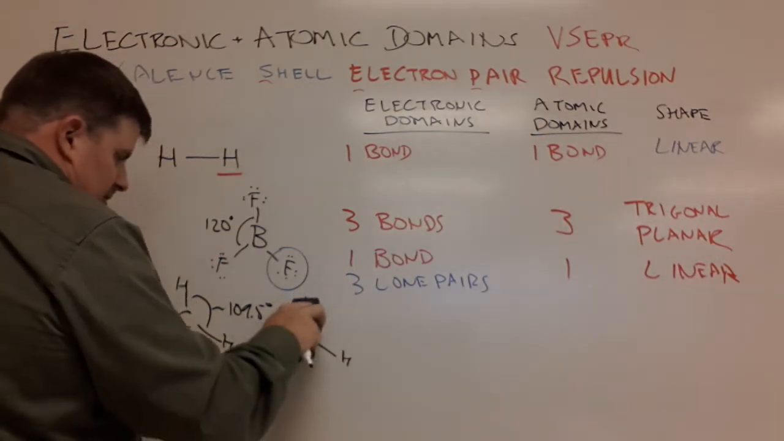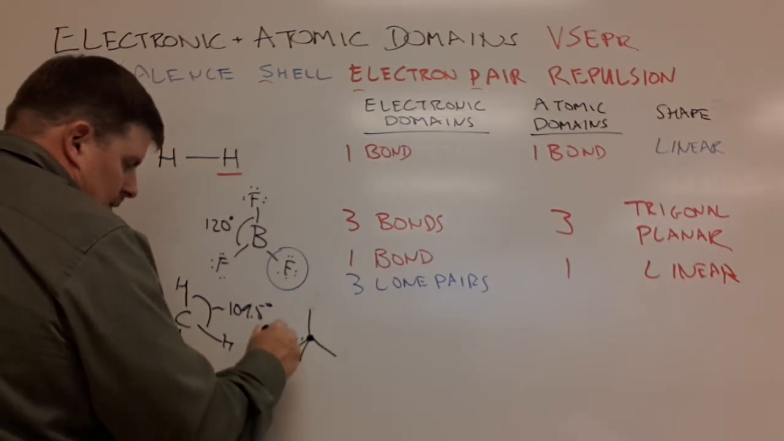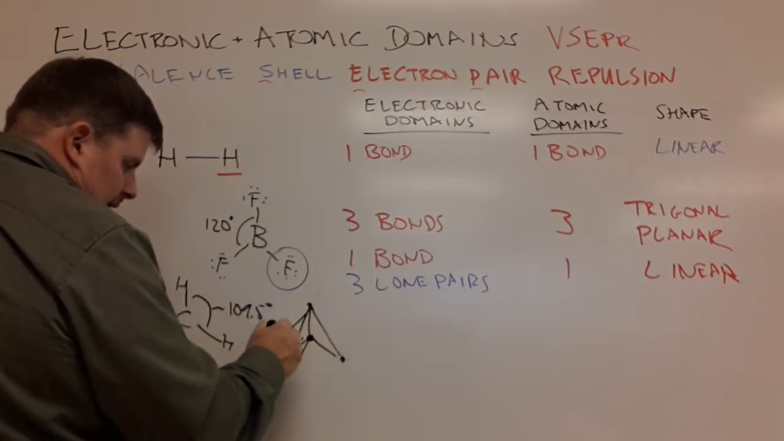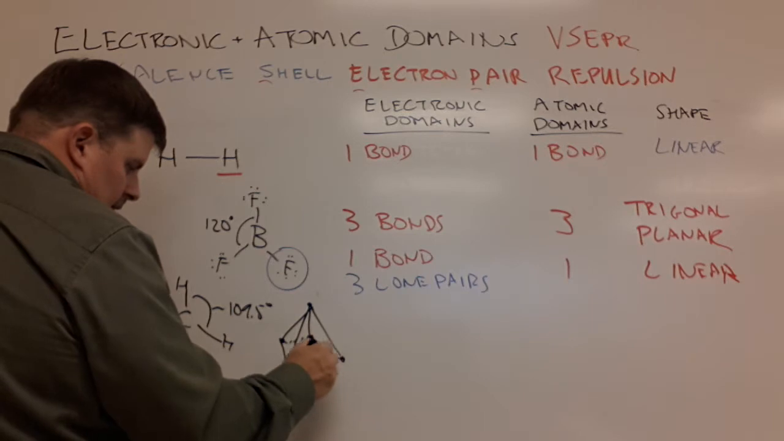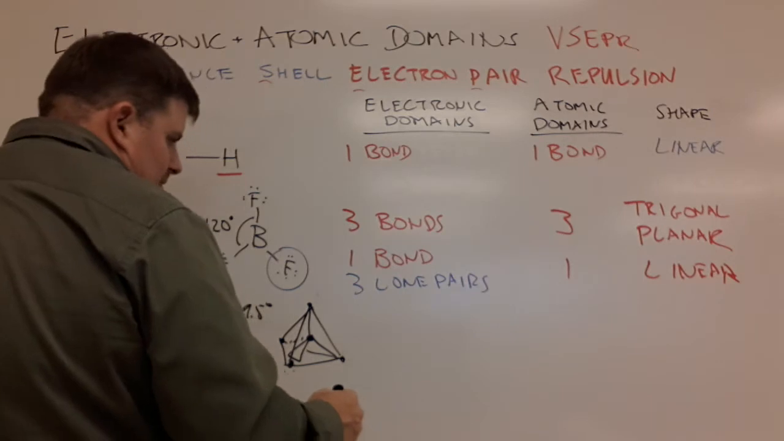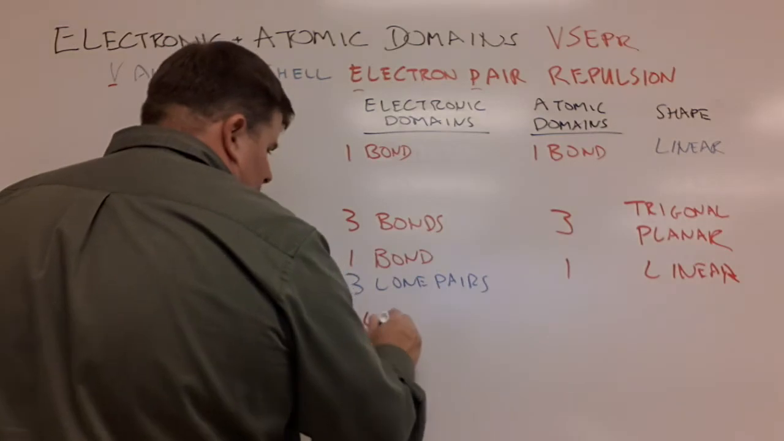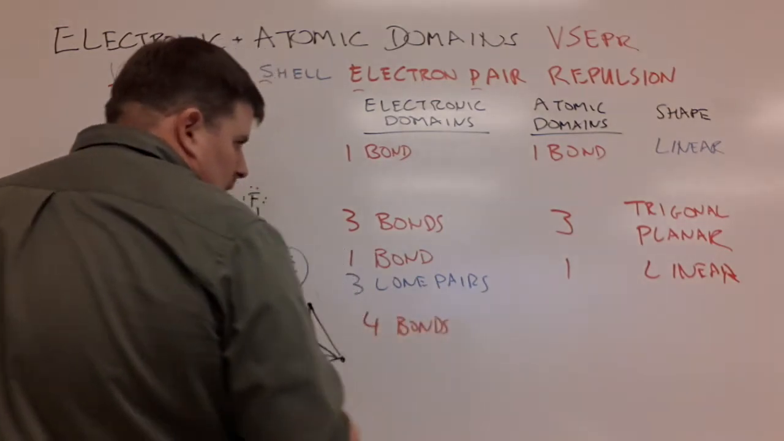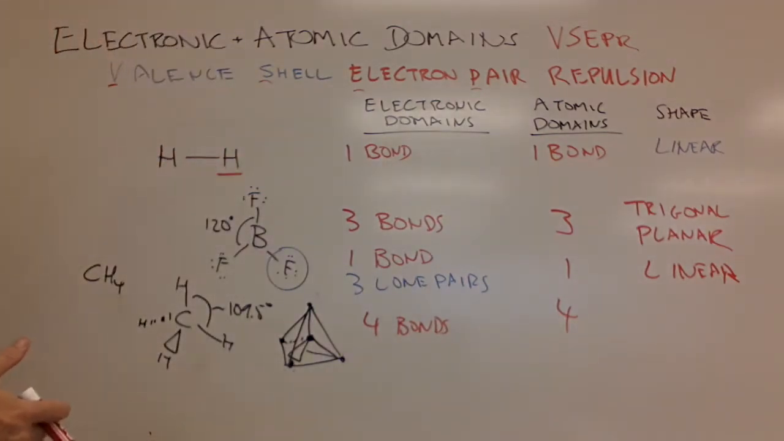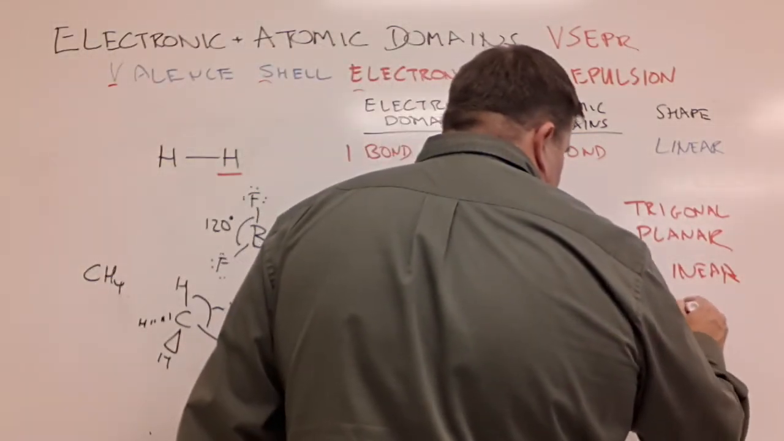So if I erase these hydrogens and just put little points where they are and try out the shape, I've got something that kind of looks like a pyramid, right, with a central point. Everything is equilateral there. As a result, because of that equilateral nature, this thing is called a tetrahedron. So my overall shape, I've got 4 bonds, and I've also got 4 bonds in the atomic domains. Remember, we only count bonds, not lone pairs, in with the atomic domains. The shape is considered tetrahedral.